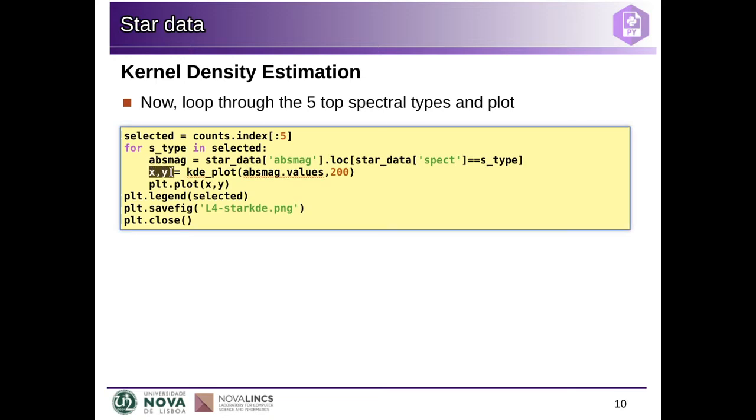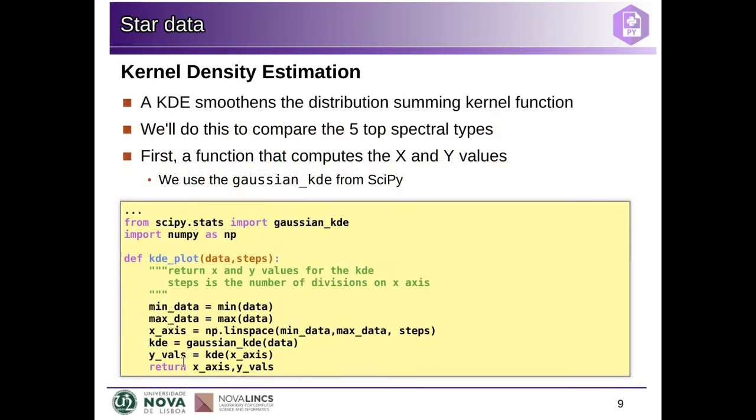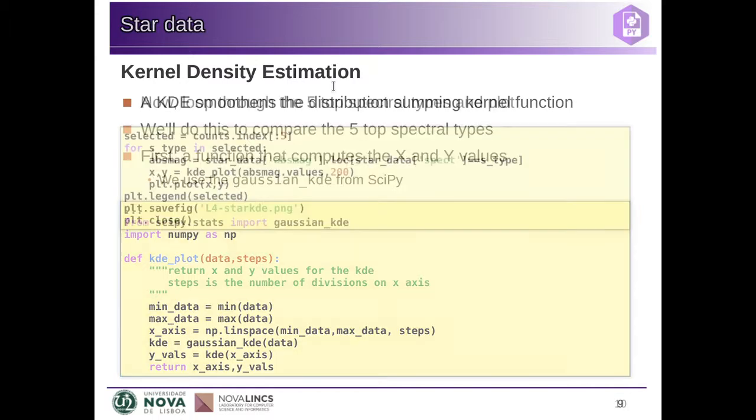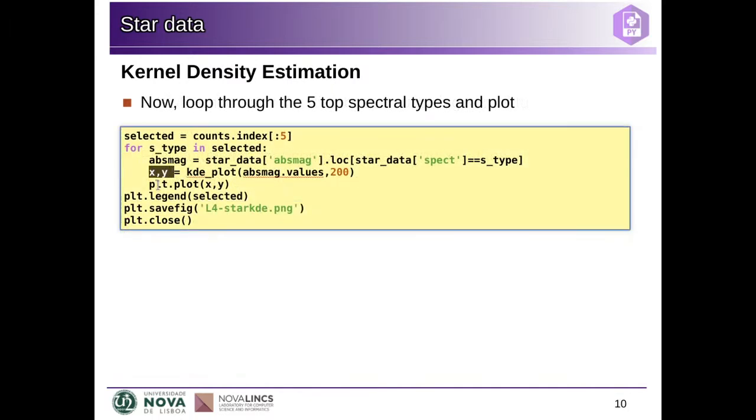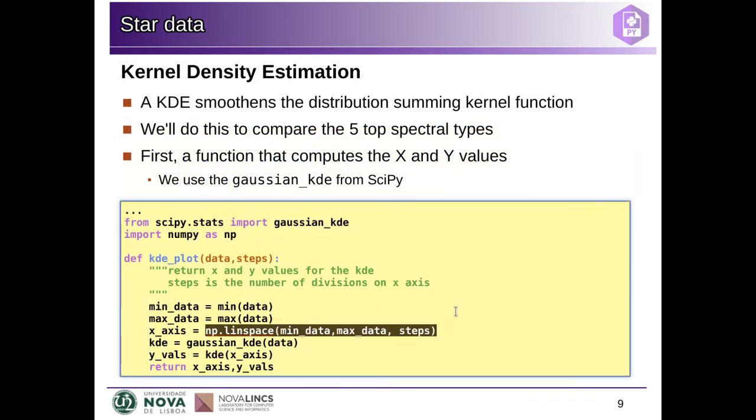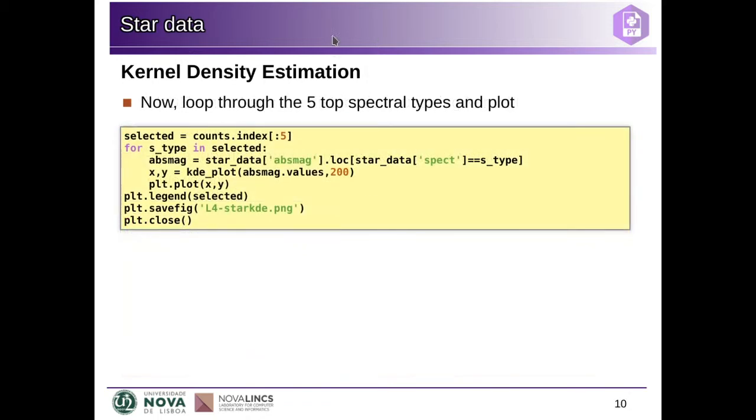And now I have the x and y values. So these two values that come as a tuple, I will unpack here into these two variables. And now I do the plot using as the x-axis that series of numbers created here with linspace, and as the y values, the kernel density estimation for my data on those particular x values. Okay, so I can do this 5 times for the 5 spectral types, and then I can create a legend using the names of the spectral types.